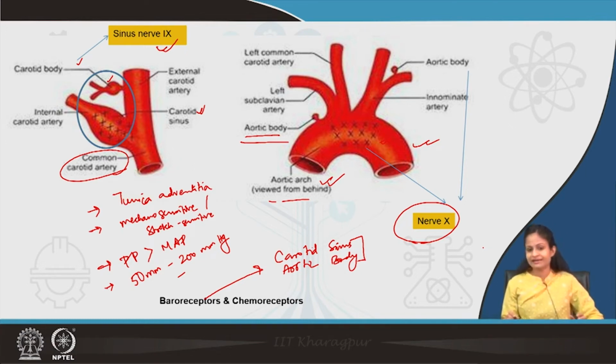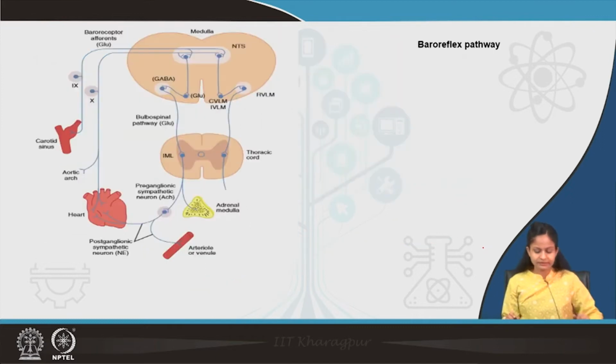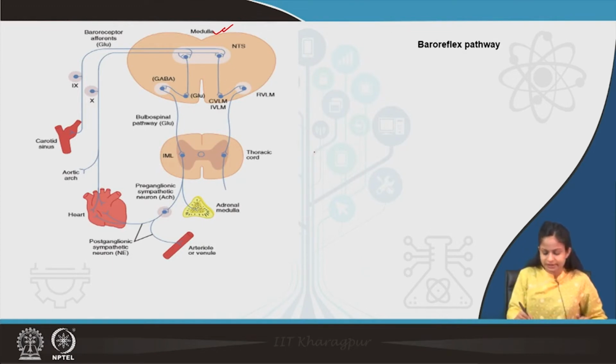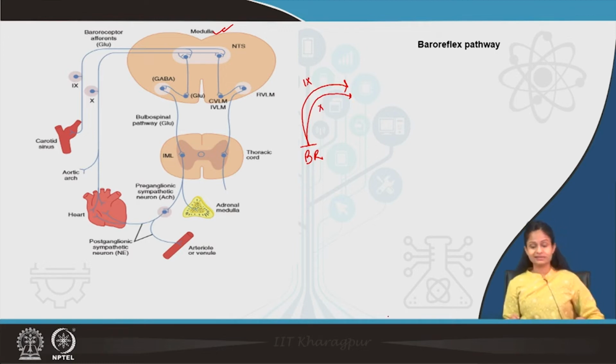So, these are the afferents from the baroreceptors which take the signals to the center. The center of this baroreflex pathway is the medulla. So, the center we will see, this is the medulla. The simplified diagram which I will show is the baroreceptors, the signals are getting transferred via the 10th nerve and 9th nerve, glossopharyngeal and 10th cranial nerves, to the medulla.